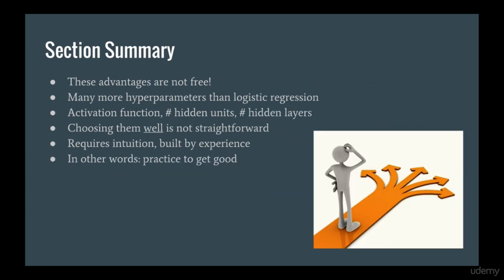Now, of course, we don't get all these advantages for free. In particular, neural networks have a lot more hyperparameters than logistic regression. You need to choose the activation function, the learning rate, the number of hidden layers, the number of hidden units, and so on. There are a lot more options to choose from, and choosing them well is not straightforward. What it amounts to is experience, and intuition that can only be built by experience. In other words, you need to practice a lot to be good.